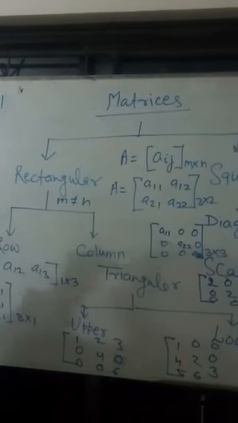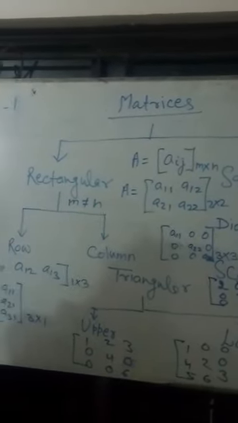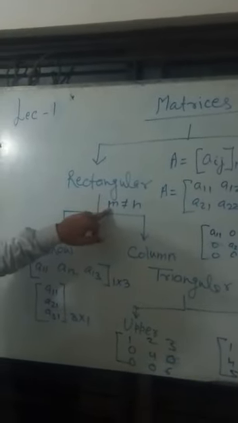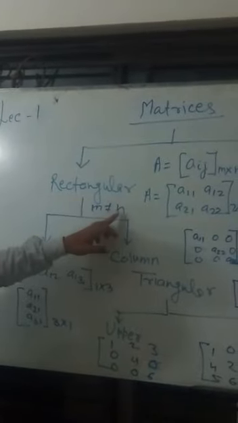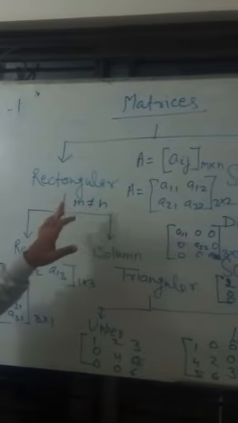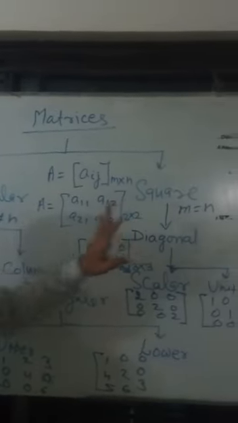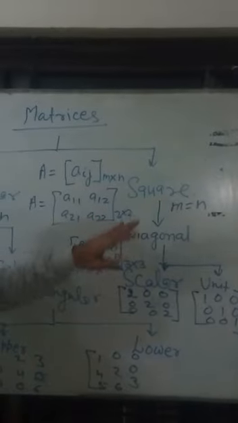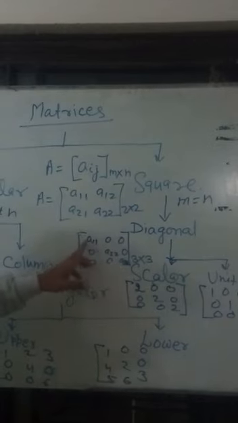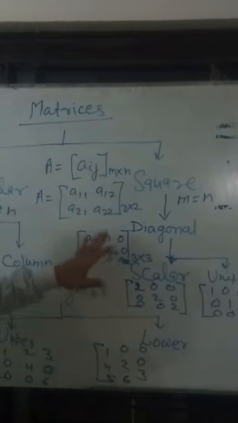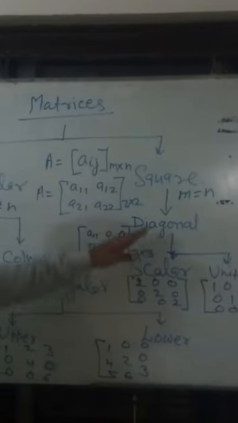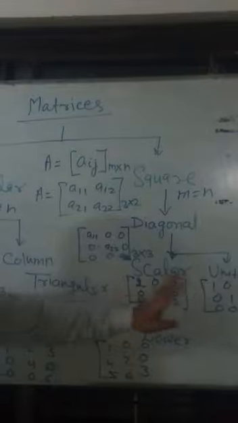different number of horizontal and vertical lines. Horizontal line is row and vertical line is column. If both rows and columns are the same, that will be square matrices. Square matrices can be in the form of diagonal matrices, in which diagonals have different elements, but other than diagonals are zero. Diagonal matrices you can write in the form of scalar and unit matrices.